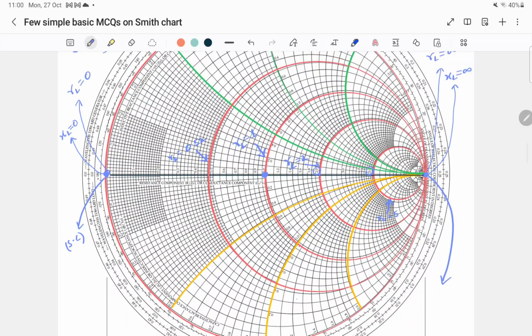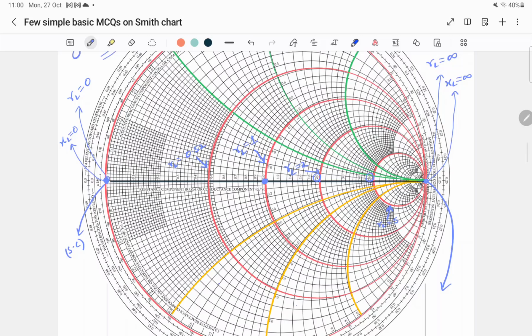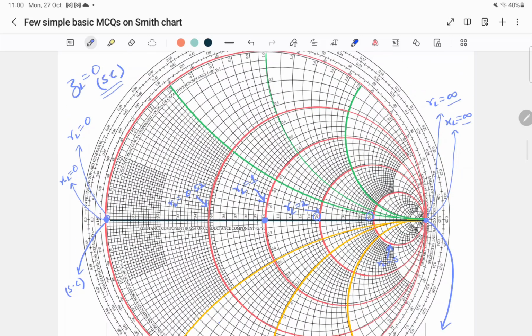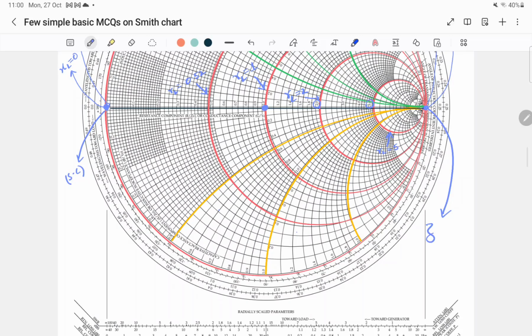Why? Because RL and XL both are infinity. That is why we can say that ZL is infinity over here. So it is an open circuit condition.